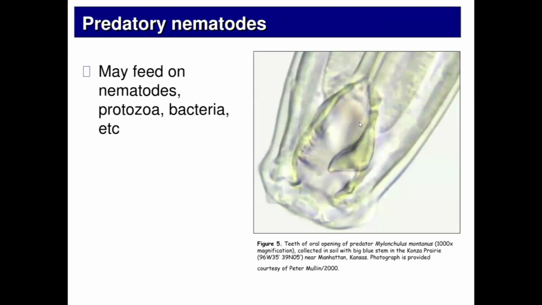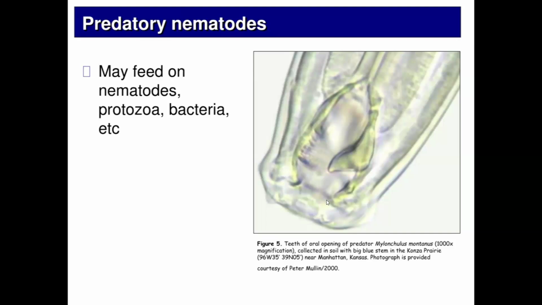I want to show you here a typical example of a predatory nematode. This is a real nematode picture. This is taken from the head region, and this is from Peter Pauling. This is not my picture at all. This is the head region of Mylonchulus montanus.